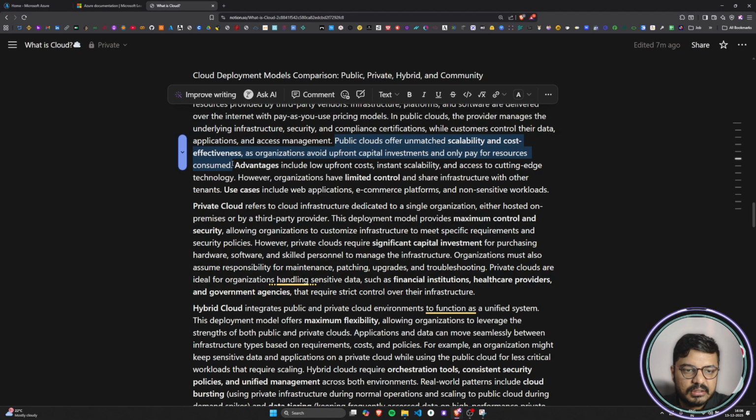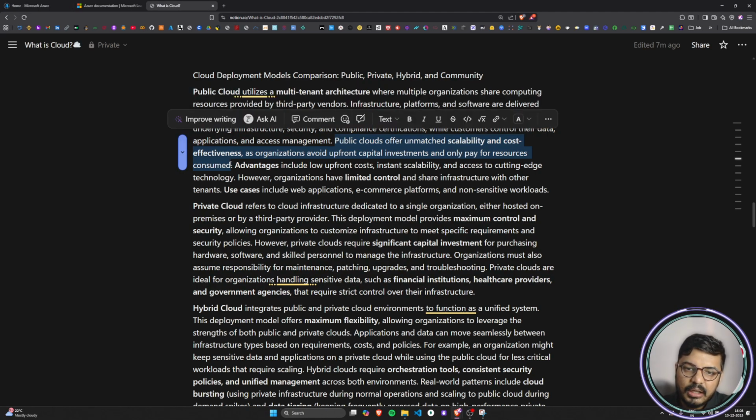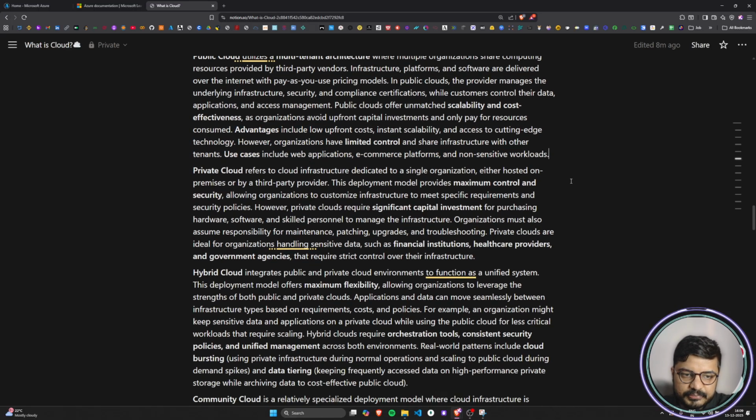Public cloud providers offer unmatched scalability and cost effectiveness, as organizations avoid upfront capital investment and only pay for resources that are consumed. We have talked about this multiple times: these public cloud providers can give us a lot of scalability in a very cost-effective fashion and in a very short period of time, and organizations save millions of dollars because they don't have to set up everything on-prem. Advantages include low upfront cost, instant scalability, and access to cutting-edge technology. However, organizations have limited control and share infrastructure with other tenants. Use cases include web applications, e-commerce platforms, and non-sensitive workloads.